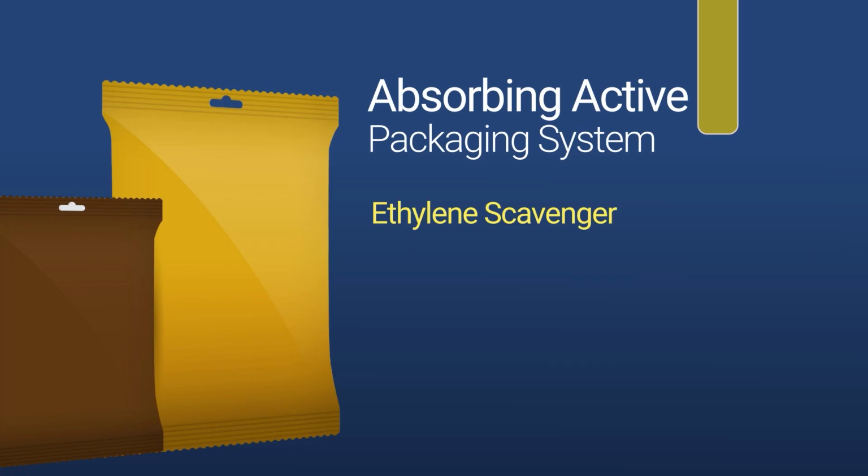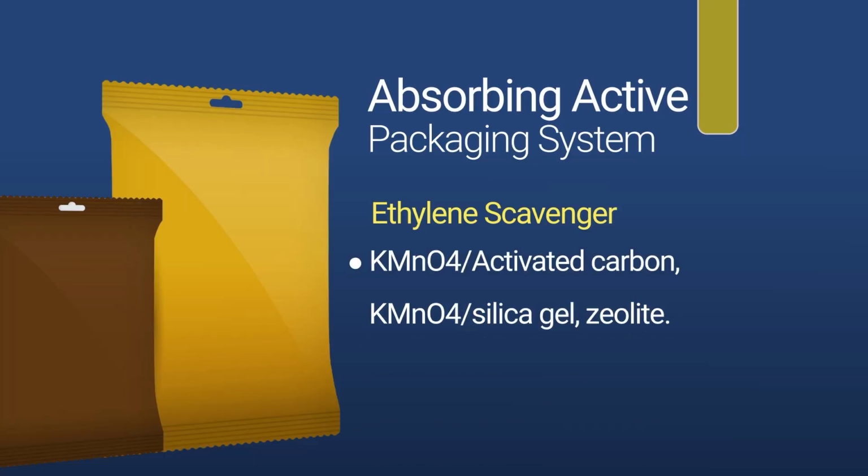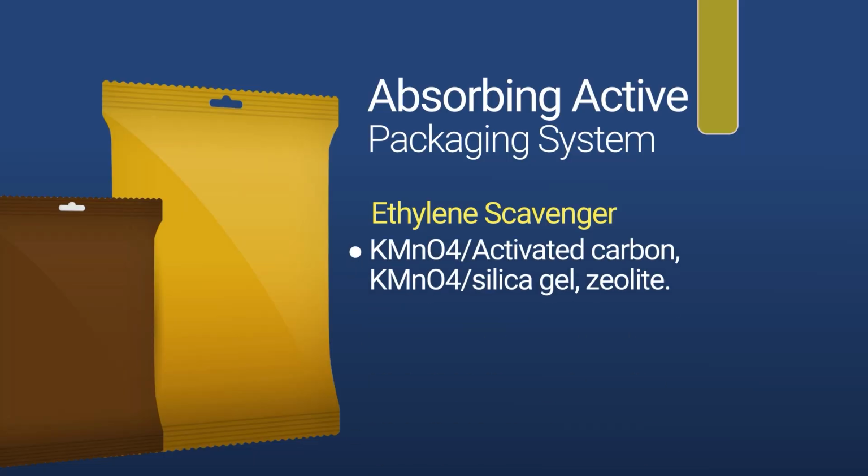Then ethylene scavenger. You know ethylene is the plant hormone which actually leads to early ripening of the product. If you want to prevent the ripening and the softening of fresh fruits or vegetables, then you can use the ethylene scavenger in the food package. The scavengers are like potassium permanganate, activated carbon, silica gel, zeolite, etc. that can be used for fruits and vegetables.